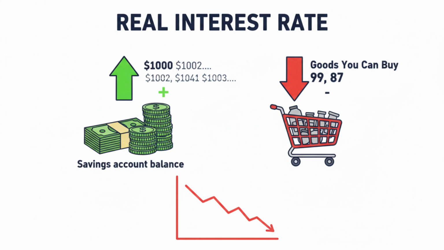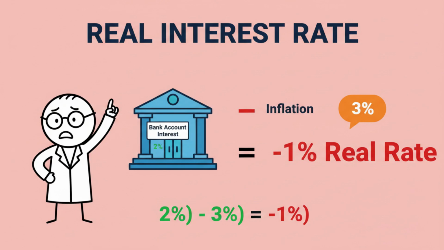Real interest rate. The interest rate is adjusted for inflation. If your savings account pays 2%, but inflation is 3%, your real interest rate is negative 1%. You're losing purchasing power, even though the number in your account grows.